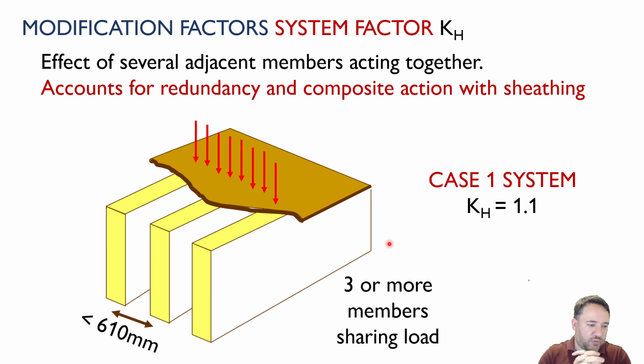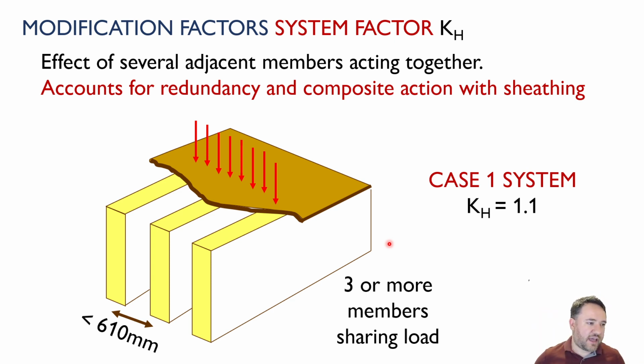So I have 3 or more members supporting the same load. So here it's a floor. It could be like 3 studs supporting the same vertical load or something like that. As long as those 3 members are supporting the same load and those members are spaced less than 610 millimeters apart from each other, so they're close enough together that they can support the same load, then I can include this factor KH of 1.1, which means I can increase my load resistance by 10%. So there's the effect of the redundancy caused by having multiple members.